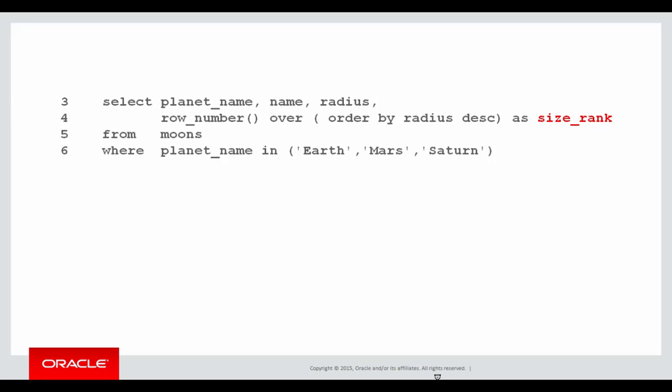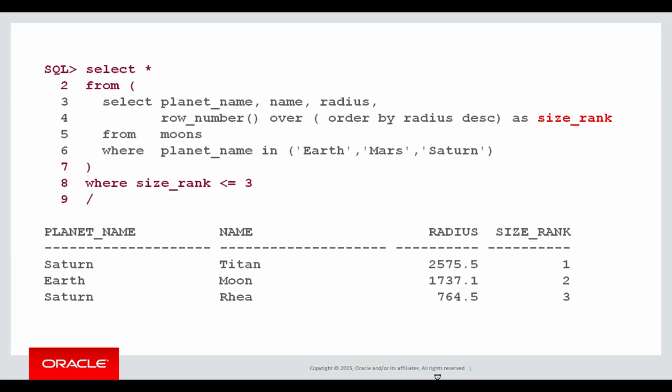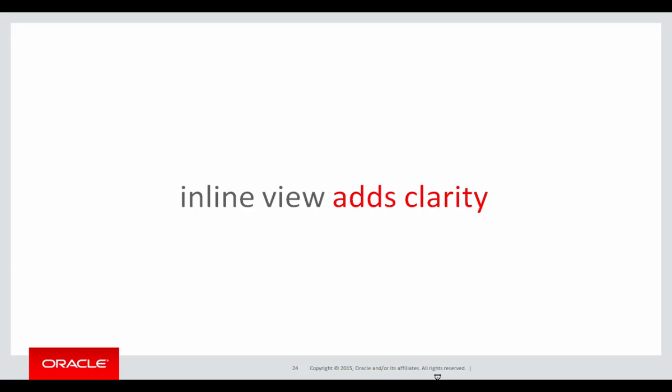Now that we have that size rank worked out as an expression, we can reference that size rank using an inline view and referring to it from the outside view. And there's our result. So you can see an inline view actually adds clarity. We calculate the analytic first, and then we can reference it as a predicate in the surrounding view.